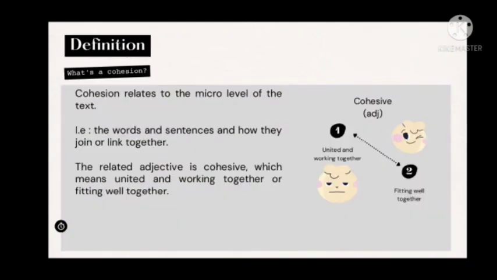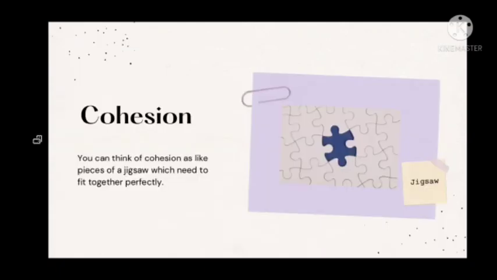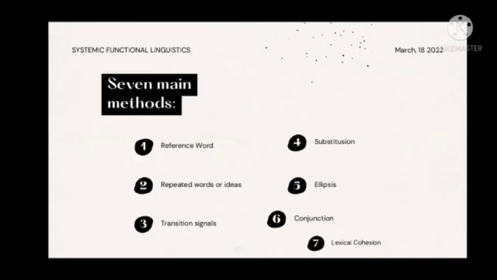Cohesion relates to the micro level of the text. Example, the words and sentences and how they join or link together. The related adjective is cohesive, which means united and working together or fitting well together. You can think of cohesion as like pieces of a jigsaw which need to fit together perfectly. Let's look at cohesion in more detail.